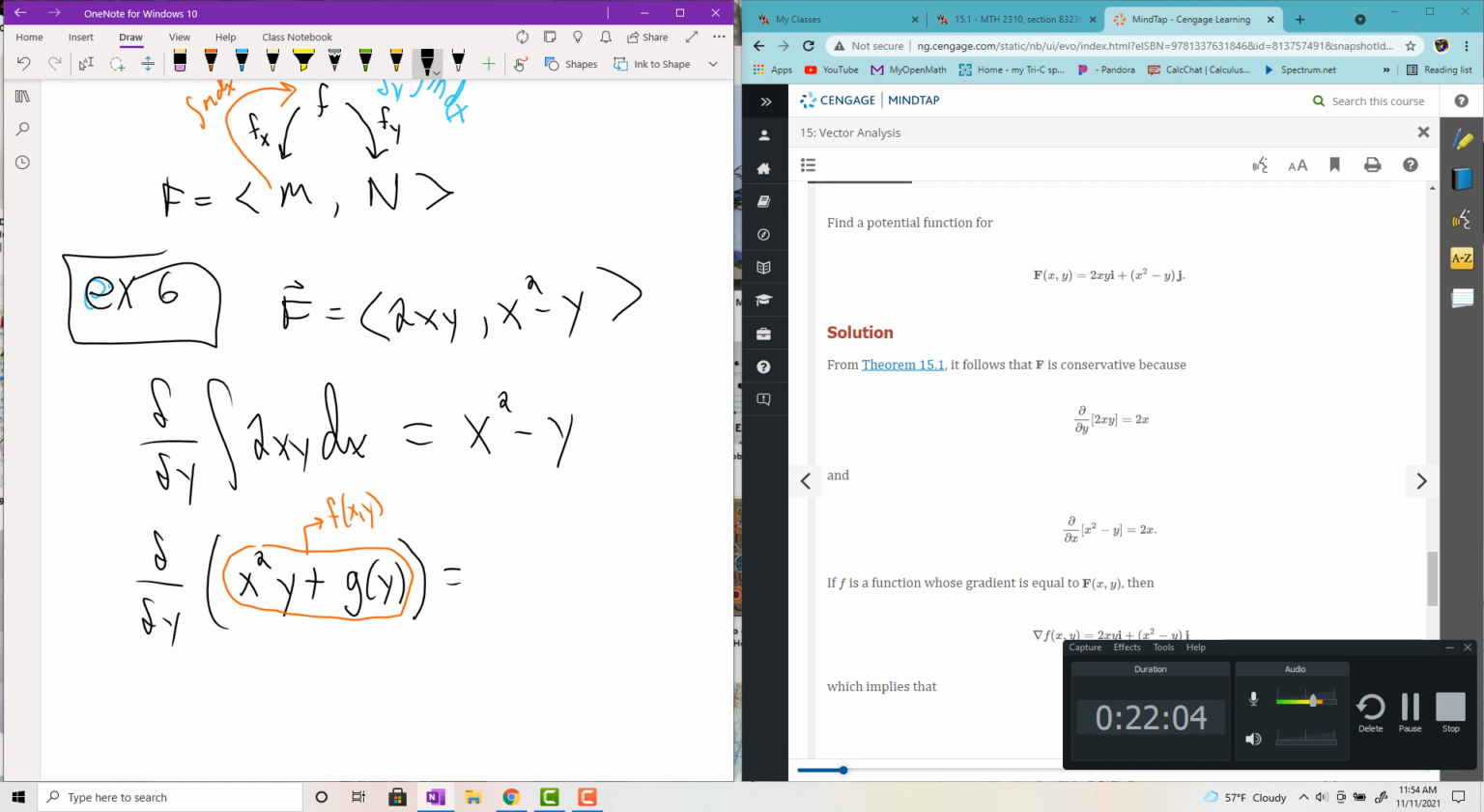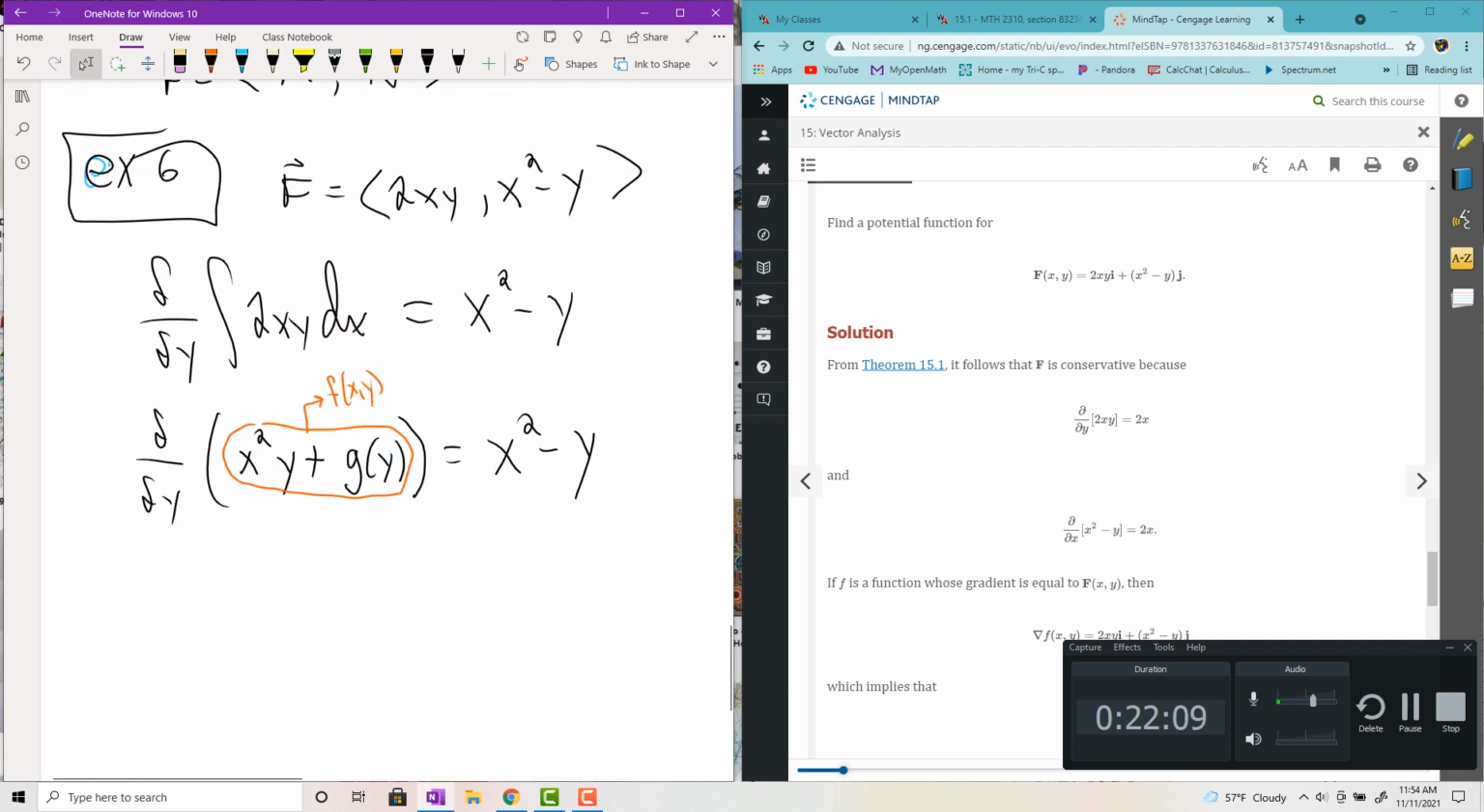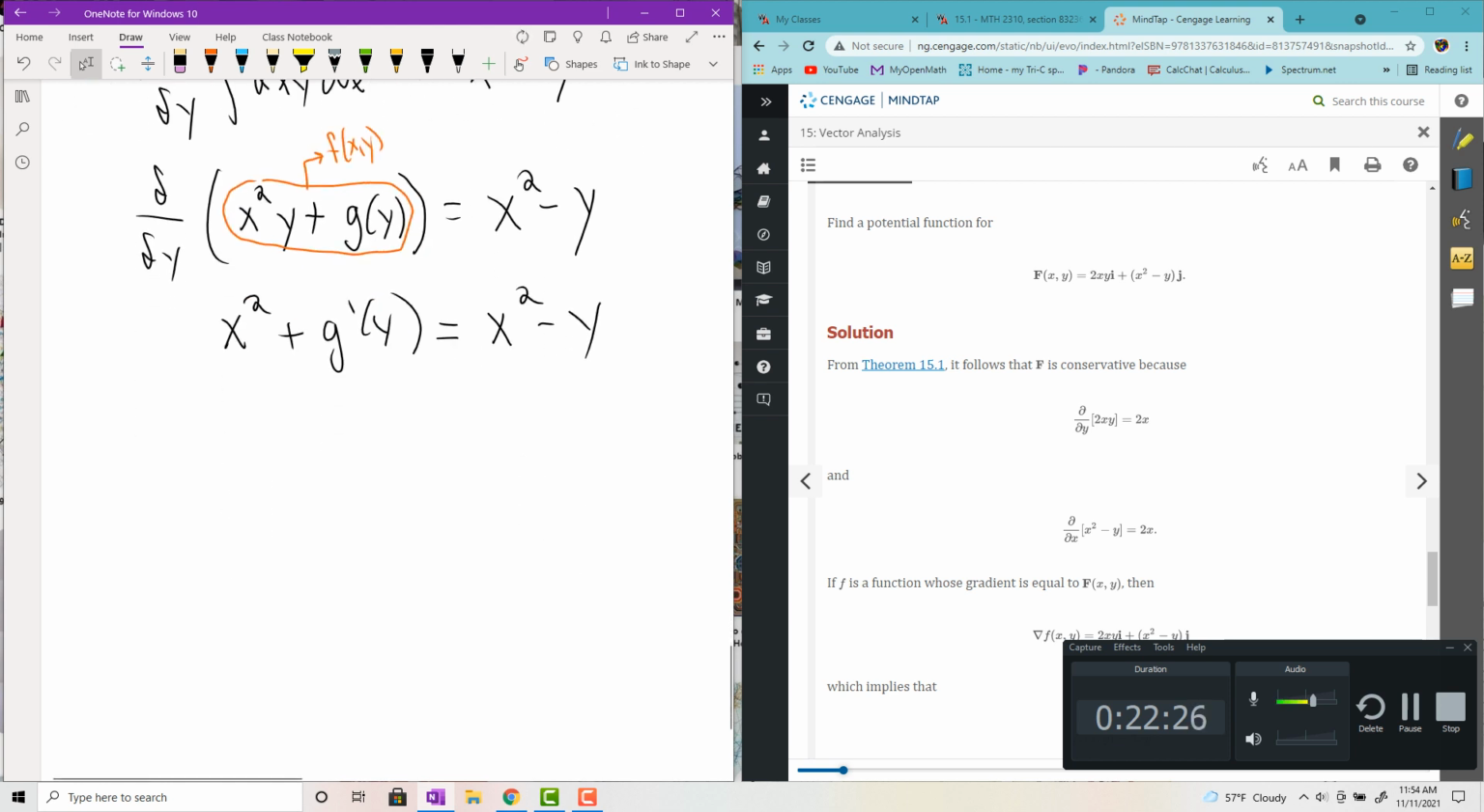To alleviate that issue, I just take the derivative with respect to y and set it equal to n. The derivative of that thing with respect to y is going to be x squared plus g prime of y, and that will equal x squared minus y. Now you have basically a differential equation. Move the x's to one side, they'll be 0, they'll go away. You have g prime of y equals negative y, and then you can finish off the problem by integrating both sides with respect to y.